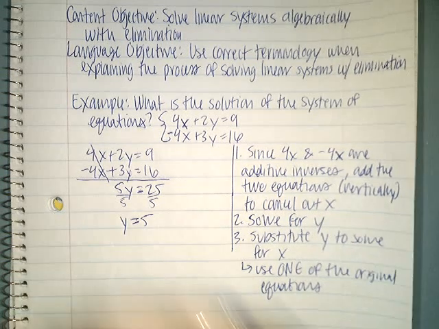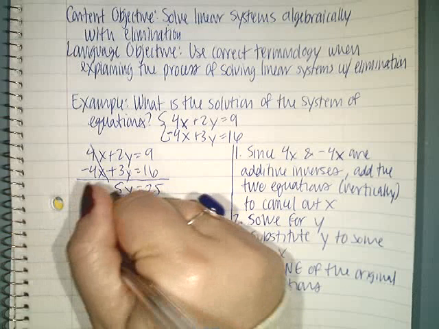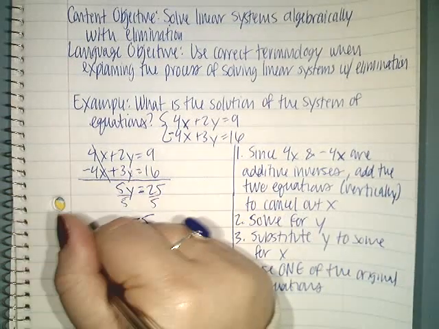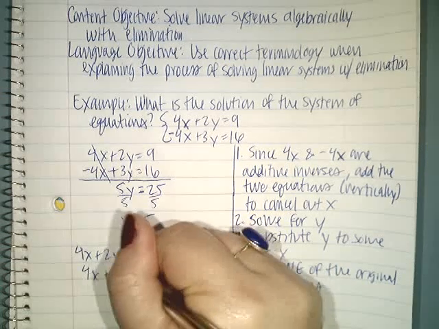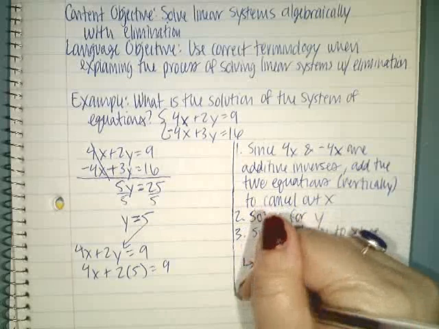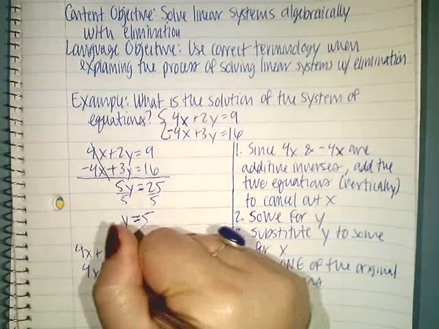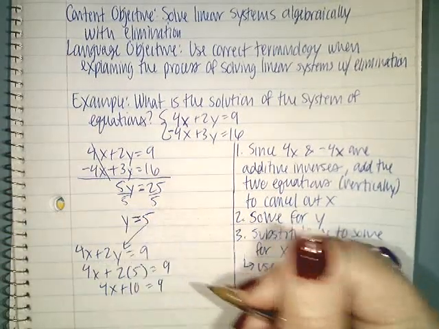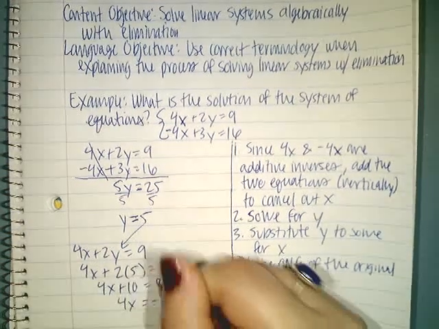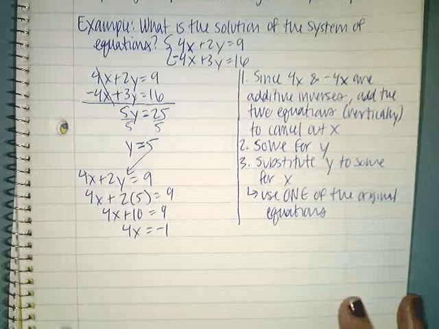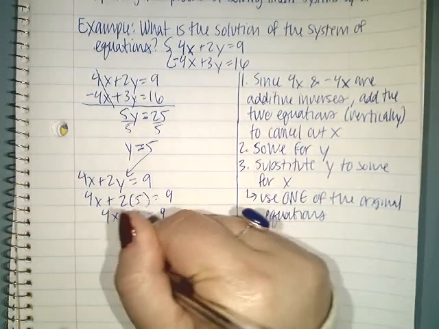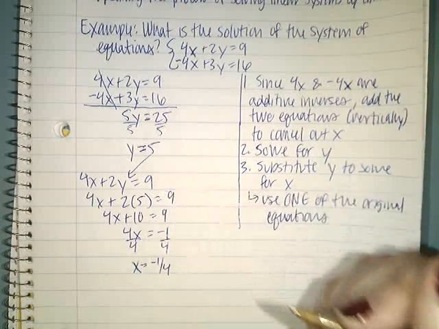I'm going to use 4x plus 2y equals 9. I'm going to substitute that in. I get 4x plus 2 times 5 equals 9. And now I'm just solving for x. 4x plus 10 equals 9. 4x equals negative 1 because I subtract 10 on both sides. Last step, I divide by 4, and I get x equals negative 1 over 4.